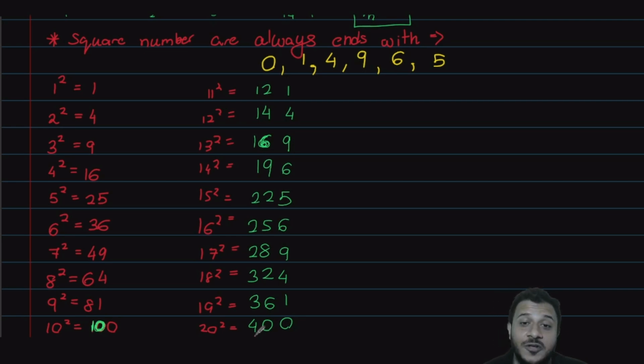But at the end of the day, I want you to remember 11 square is 121. 12 square is 144. 13 square is 169. 14 square is 196. 15 square is 225. 16 square is 256. 17 is 289. 18 is 324. And then 19 is 361. And the last one is 400. All good?